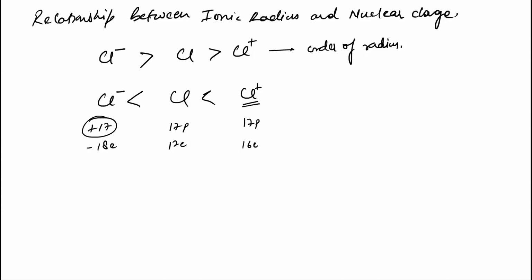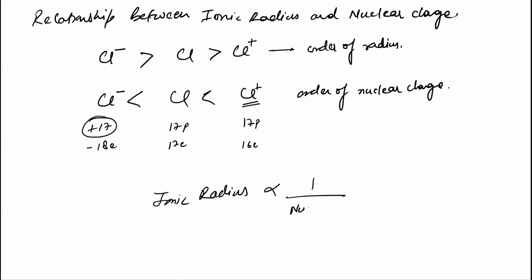Okay, order of nuclear charge. So we can simply say that ionic radius is inversely proportional to nuclear charge. Okay, nuclear charge means positive charge, actually, because the nucleus has positive charge. Got it?